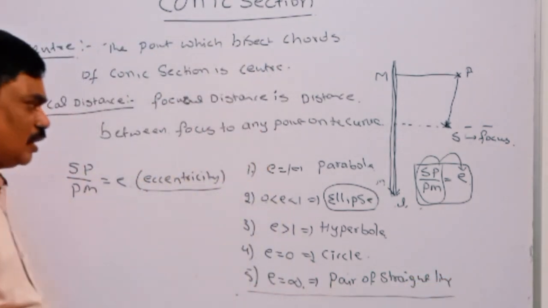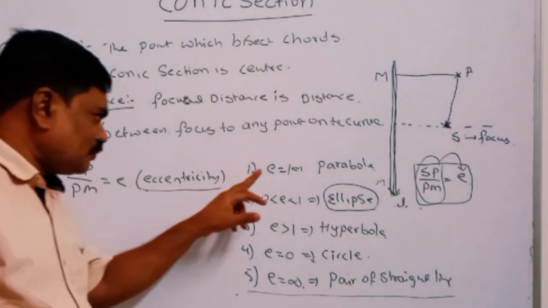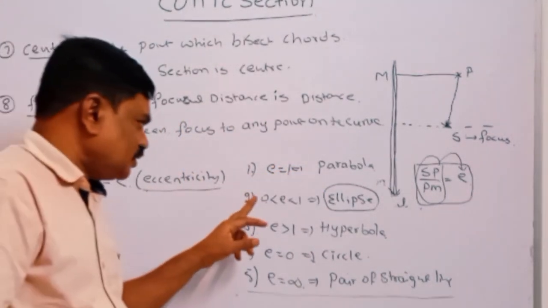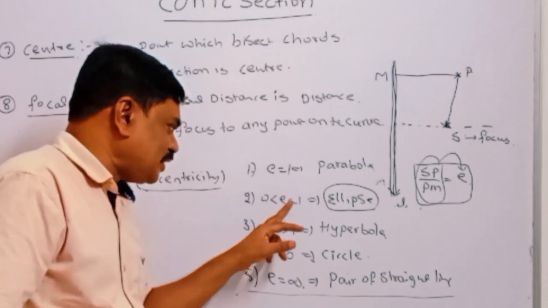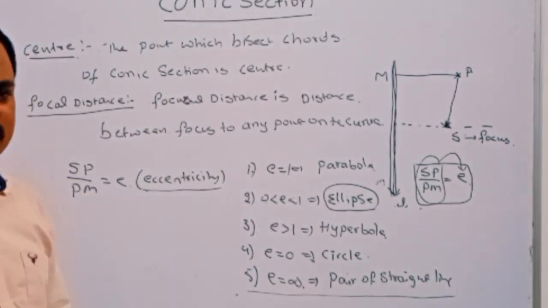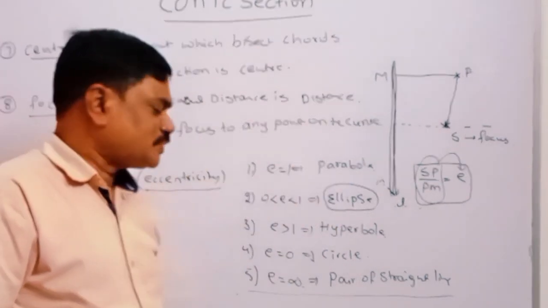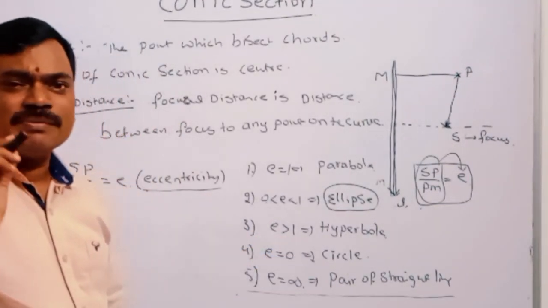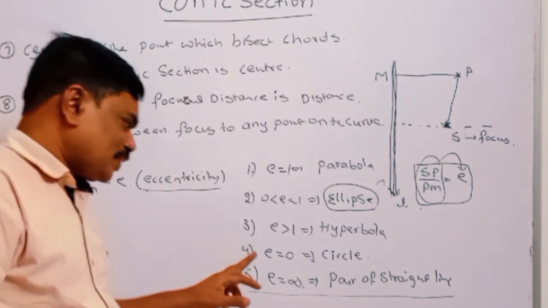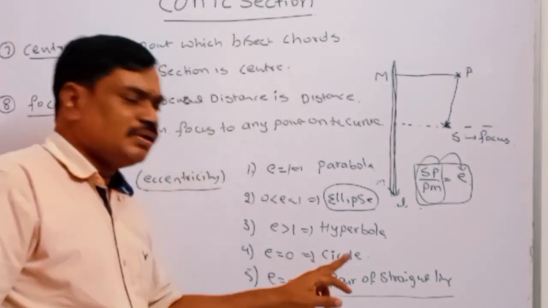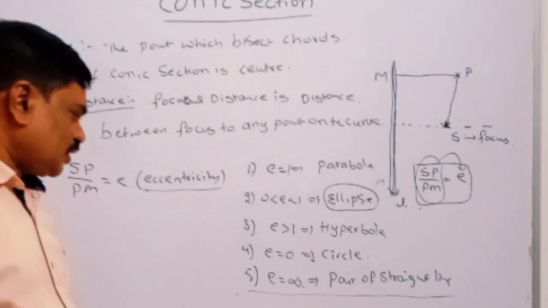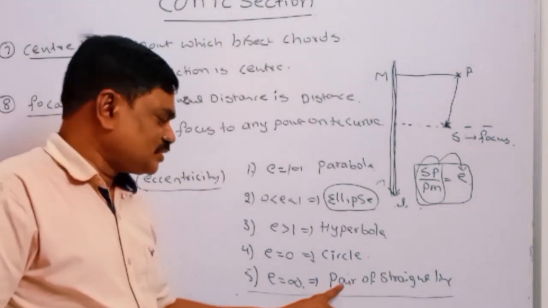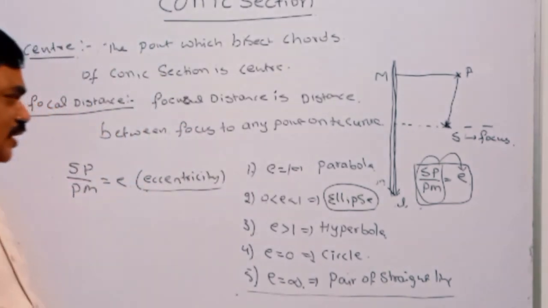You remember, all of you: if E is equal to 1, it represents the parabola. If 0 less than E less than 1, that conic section represents the ellipse. If E greater than 1, it represents the hyperbola. If E is equal to 0, it is a circle. If E is equal to infinity, it represents a pair of straight lines.